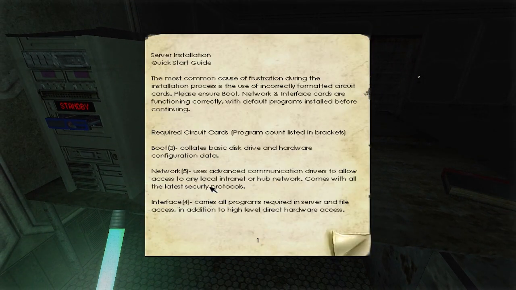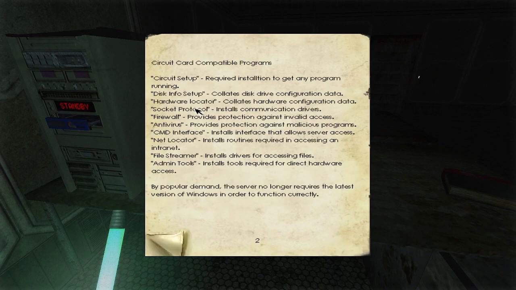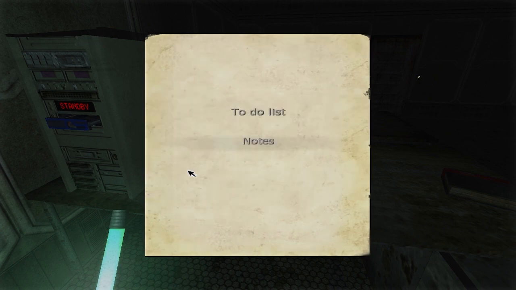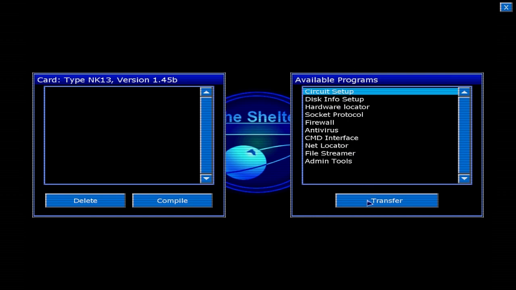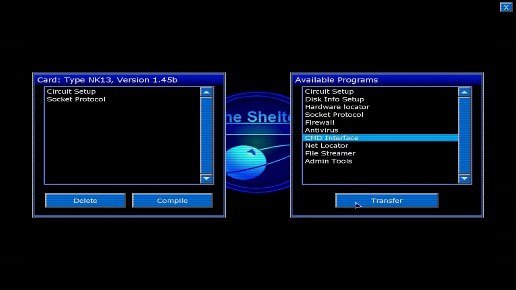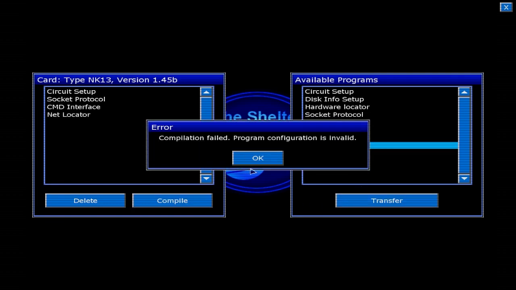Okay, maybe I'm wrong. Allows access to any local intran or hub wet networks. So is it only just the socket protocol then? I feel like it would be socket and net. Oh, maybe CMD interface as well. Nope.